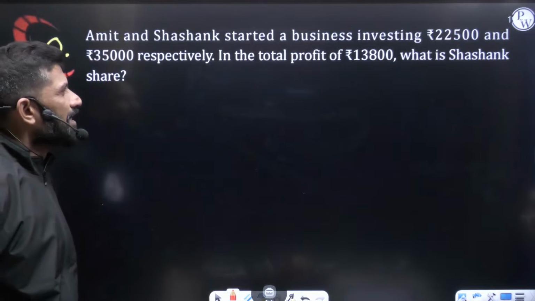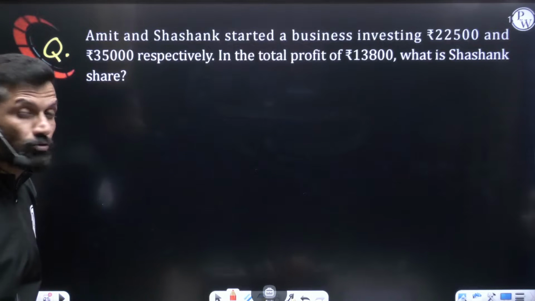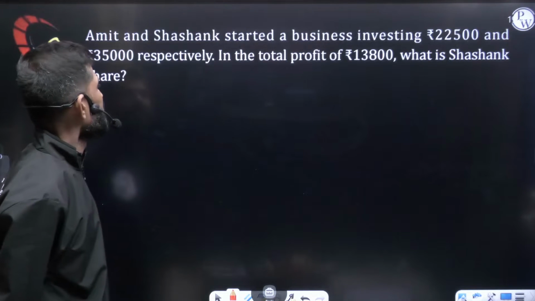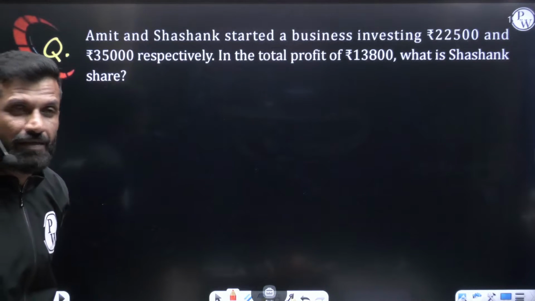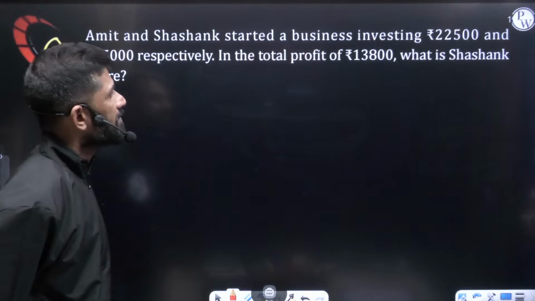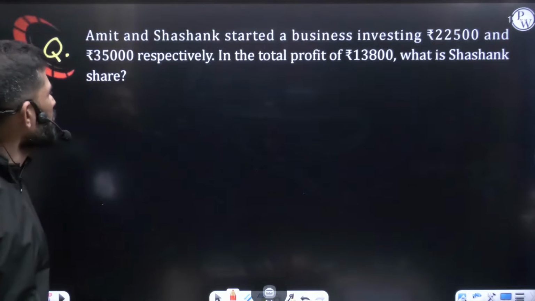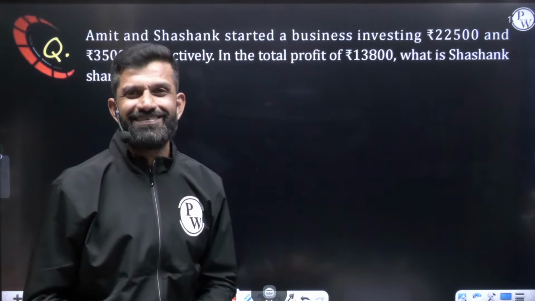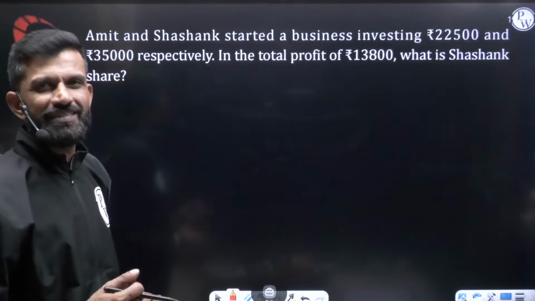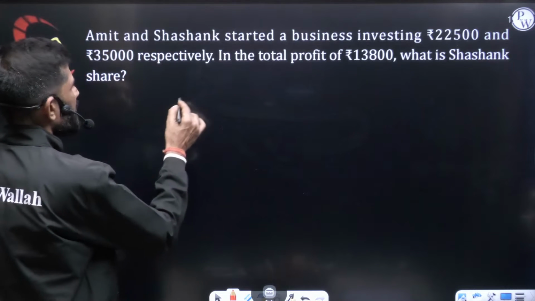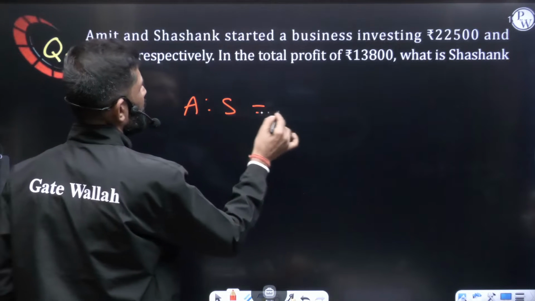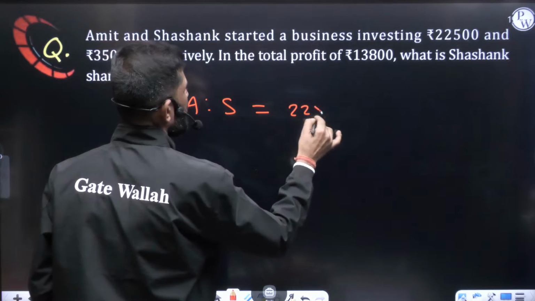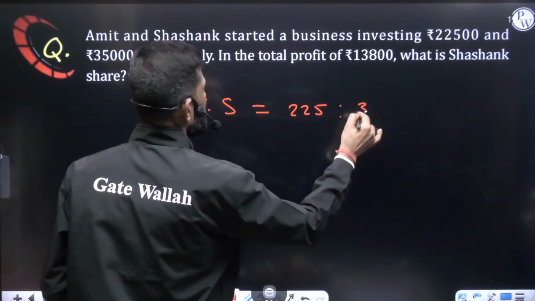Amit and Shashank started a business by investing 22,500 and 35,000 respectively. If the total profit is 13,800, what is Shashank's share? So how much will Shashank get? Based on their investment ratio. Amit is to Shashank, we are talking about their investment, 225 is to 350.